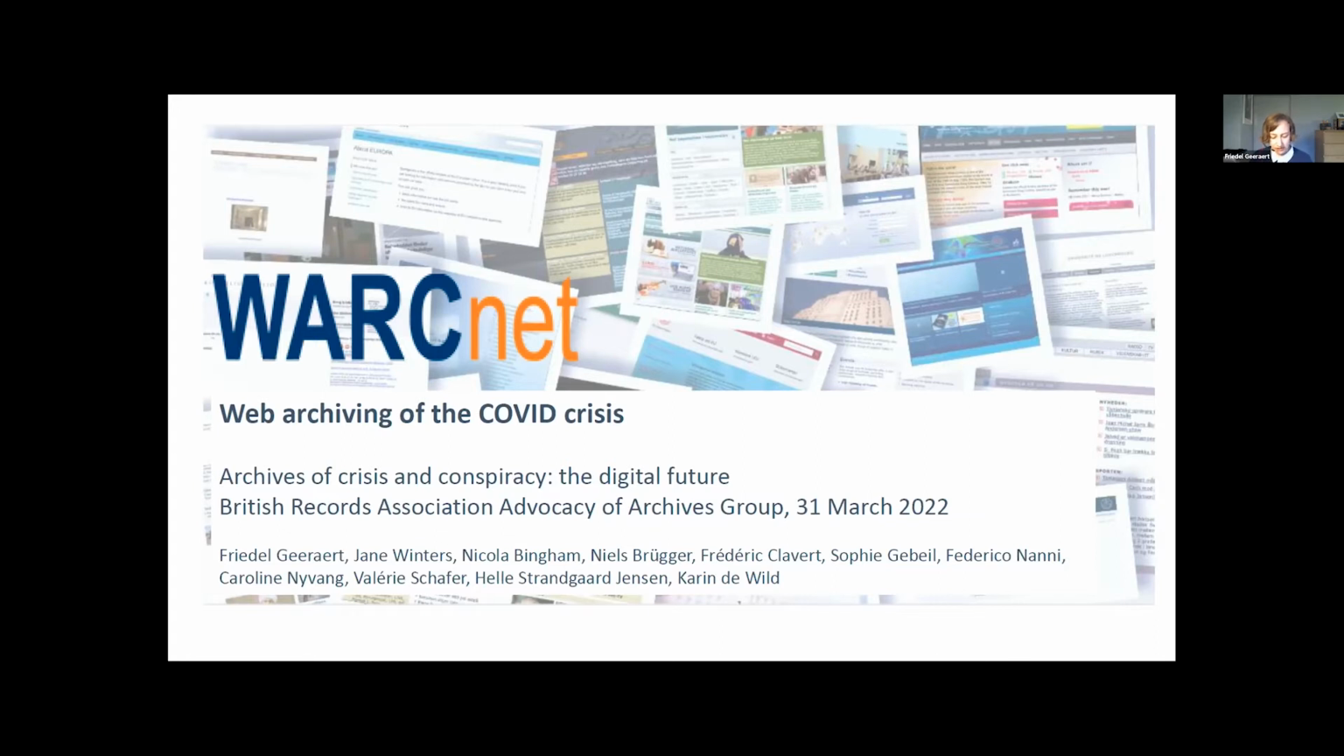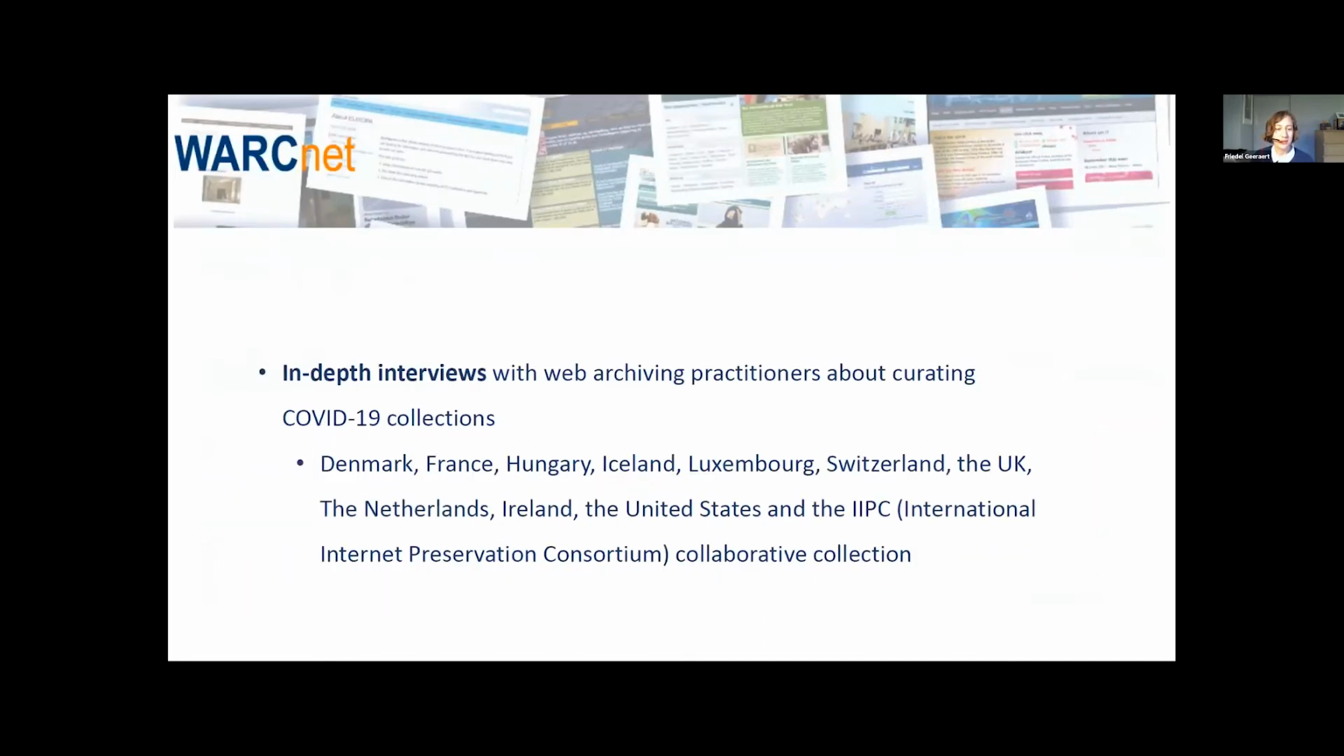So this work has been done in the context of the WorkNet network that brings together web archiving professionals and researchers to promote research that will help us to understand the history of transnational events and web domains. So I'm presenting this on behalf of all the members of Working Group 2. They're listed on this slide. You can read them if you like. So tonight, I would like to take you on a journey into the world of web archiving and shed light on how memory institutions and other organizations have archived web content related to the COVID-19 crisis.